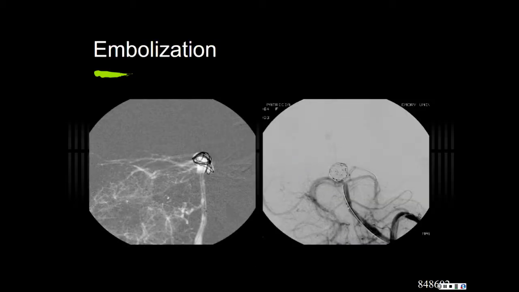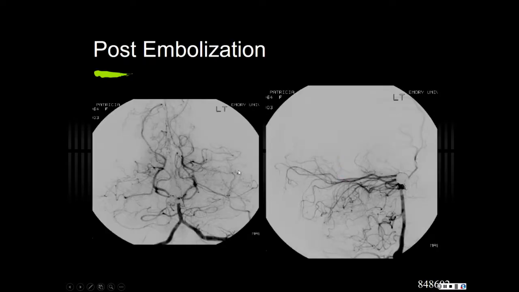This is what embolization actually looks like during the procedure, feeding the wire up. And ultimately, we keep packing it and packing it. This was a basilar tip aneurysm. And here is the angiogram to make sure that it's not filling anymore. And as you can see, it's not filling with contrast.